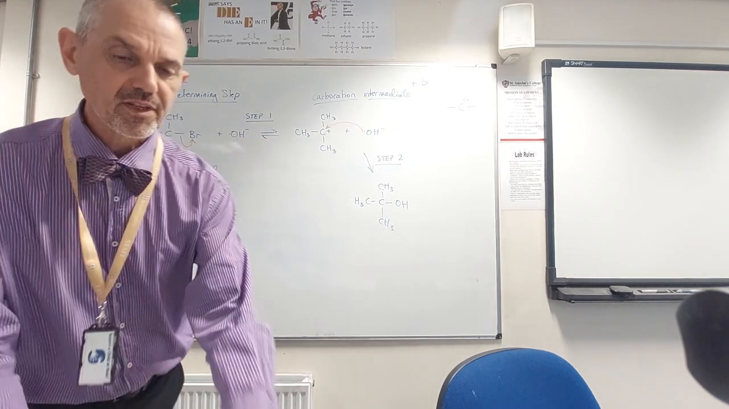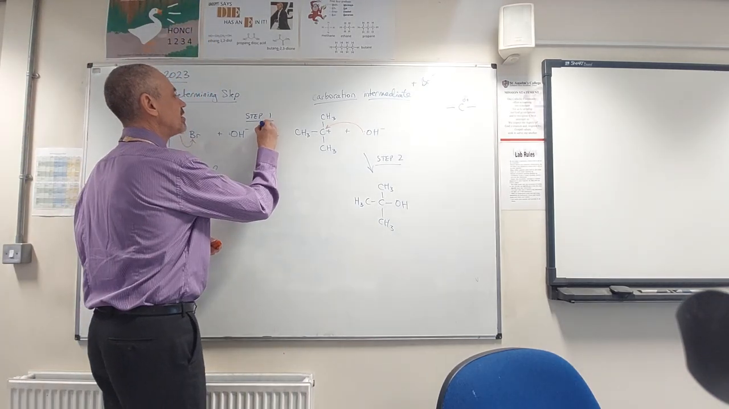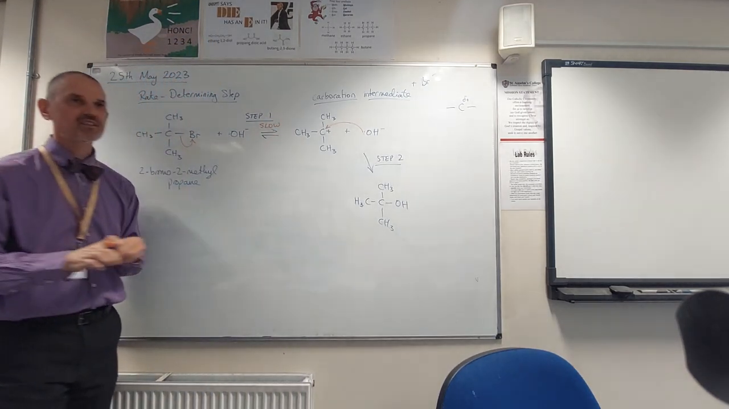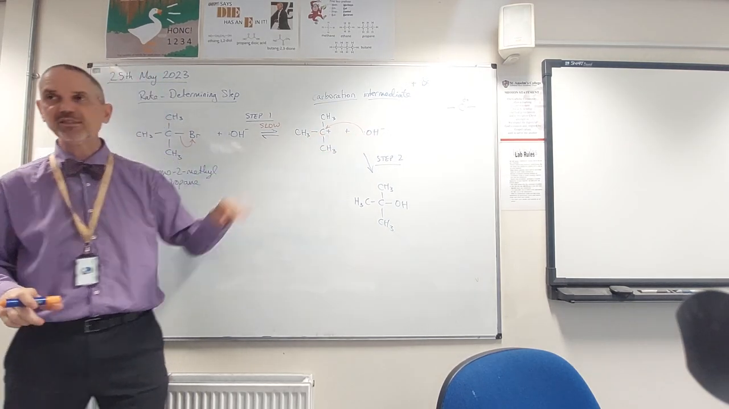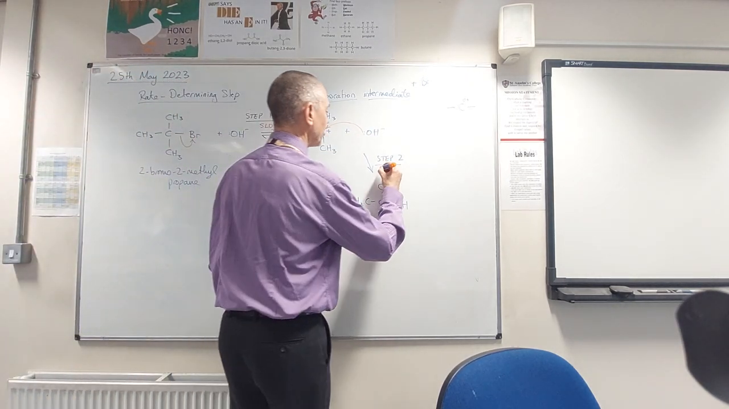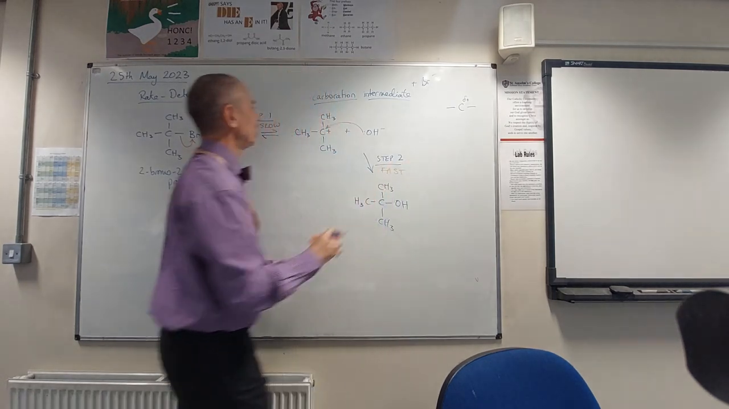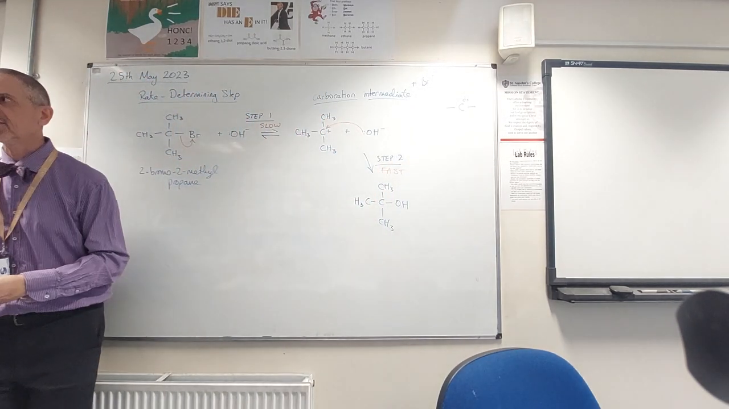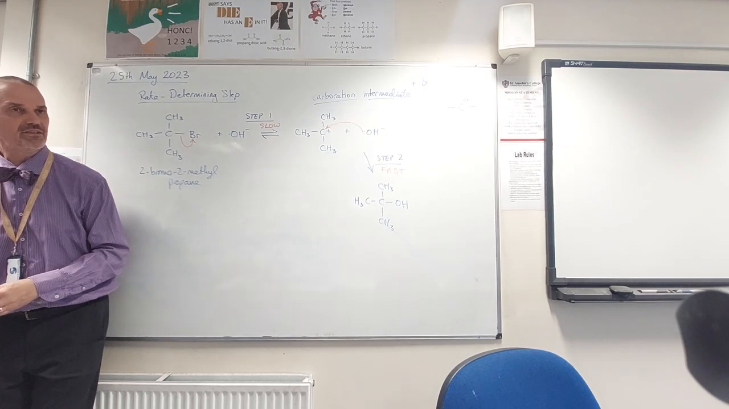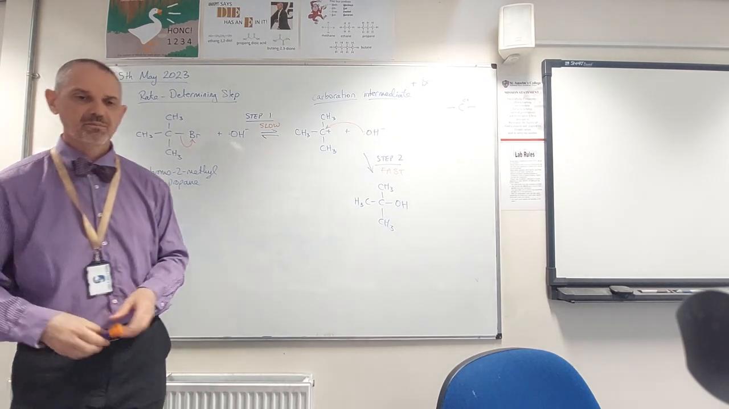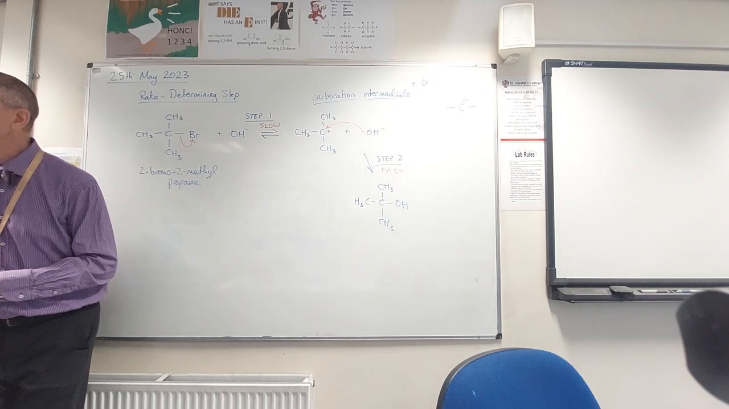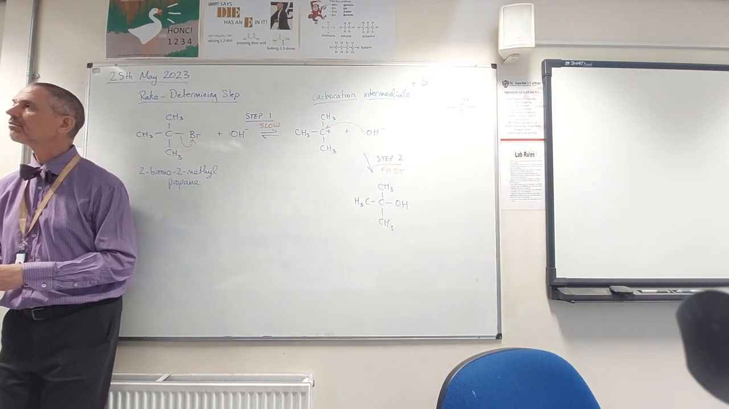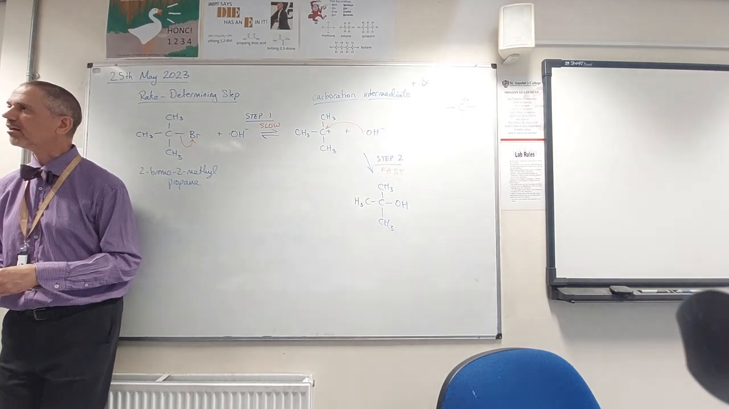Okay, so important information. This first process happens slowly, whereas the second process, minus meets plus, it's love at first sight, that happens fast. So step one is a slow step, step two is a fast step. Why is step two faster than step one? Why is it fast?